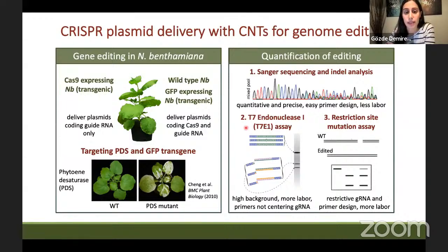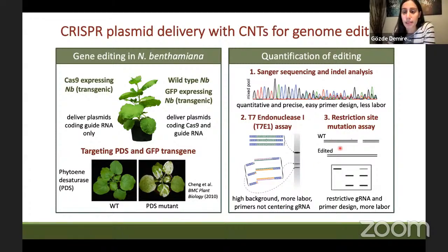So the other method that we used is this T7 endonuclease 1 enzyme that recognizes mismatches in the genomic DNA caused by the CRISPR editing, and it will cut the DNA in there. So in the edited samples, you will end up with multiple bands when you run this on the gel. In my experience, it gives a higher background. It's a bit more labor intensive, and you need to be careful designing your guide RNA primers because you don't want to center the guide RNA.